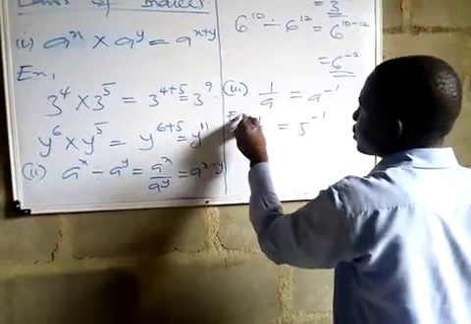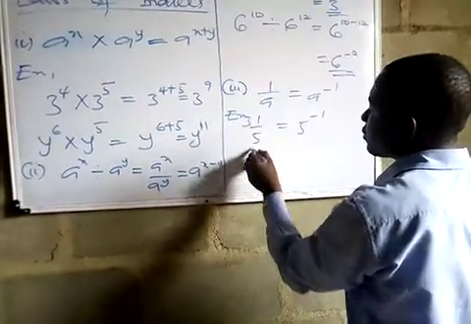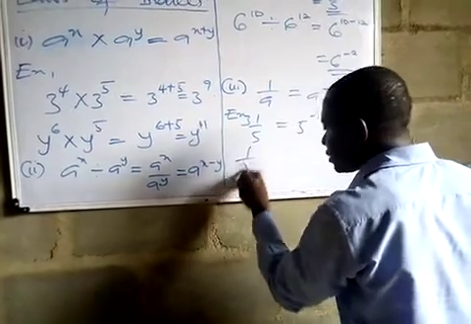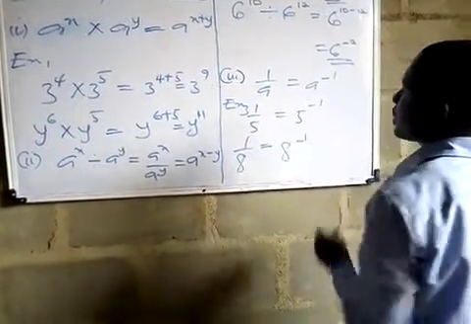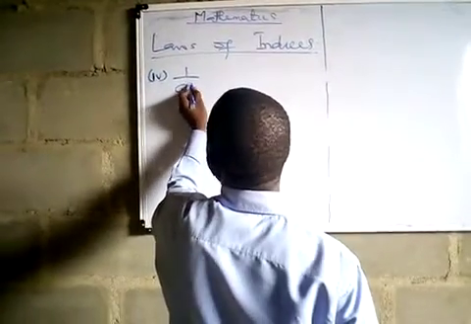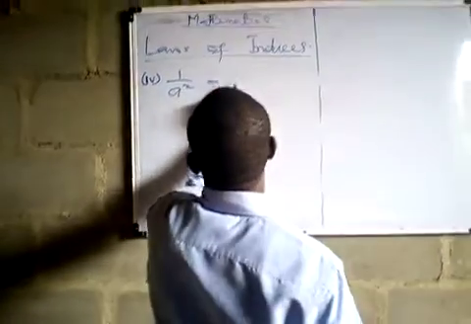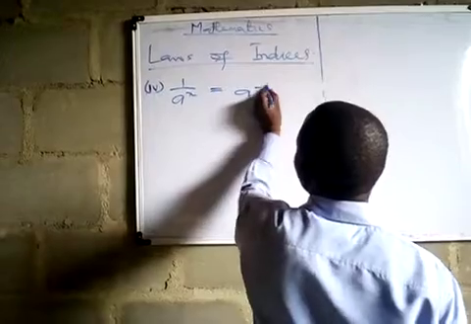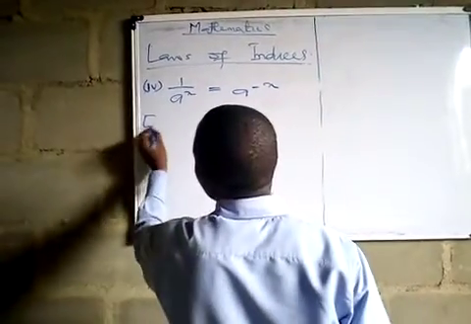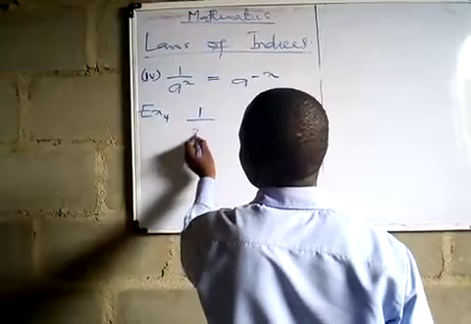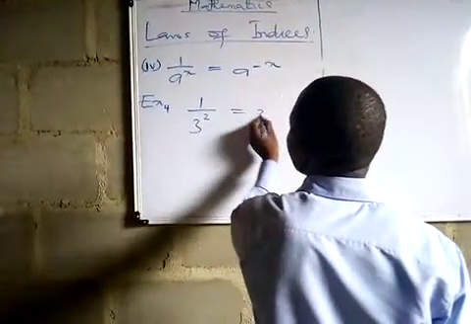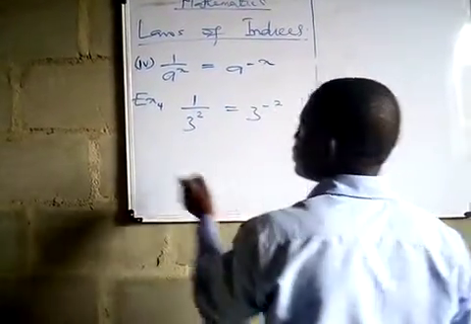Let me call it example 3. If I have 1 over 8, that gives us 8 raised to the power of minus 1. 1 over a raised to the power of x is the same thing as a raised to the power of minus x. Example 4: if I have 1 over 3 raised to the power of 2, it is 3 raised to the power of minus 2.